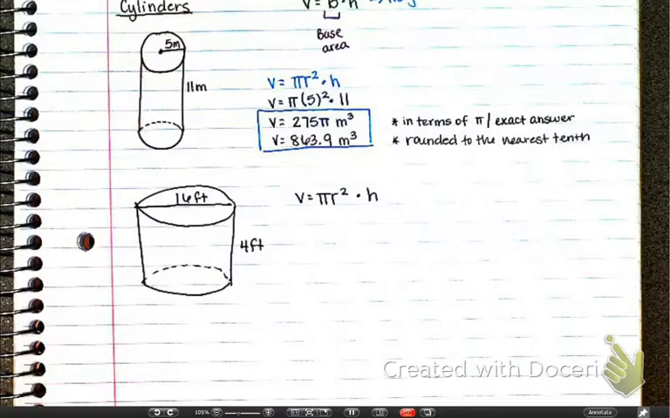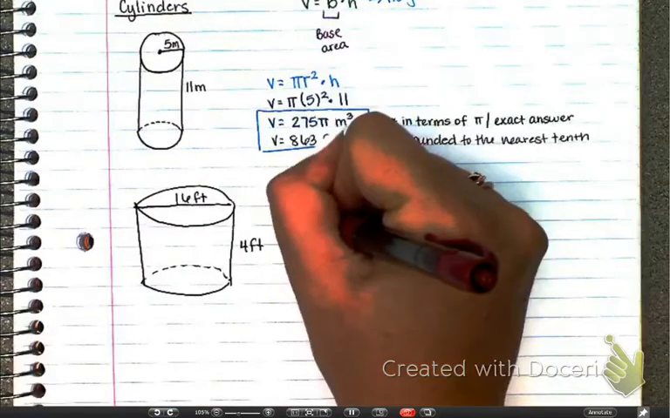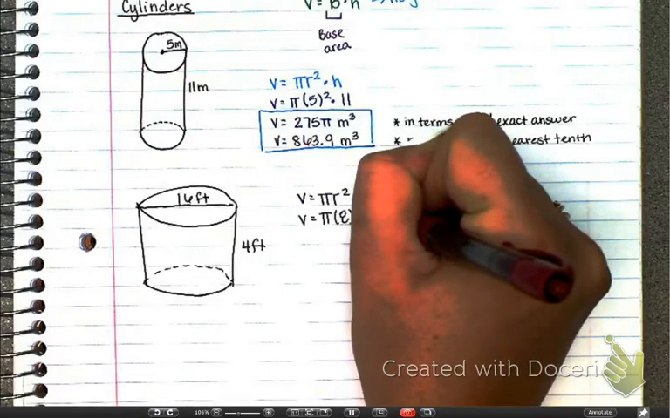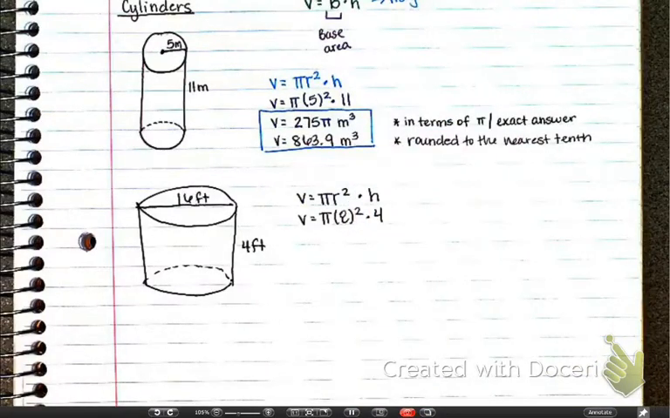See if you can plug in the information, and don't let this one trick you, and find the volume. So I told you not to let this one trick you. What would be tricky about this problem? It gives you the diameter. We don't want the diameter, we want the radius. What is the radius of this circle? 8. Okay, so volume equals pi times the radius squared times the entire height.